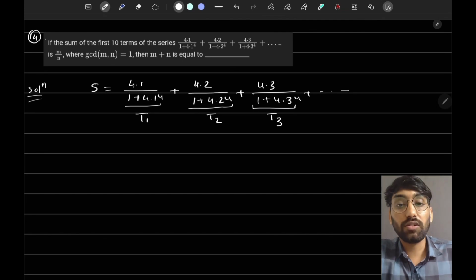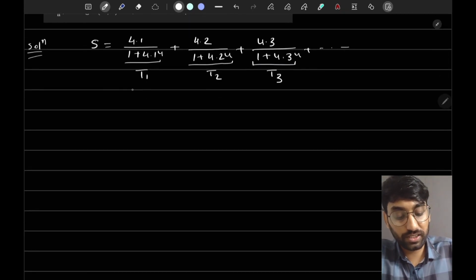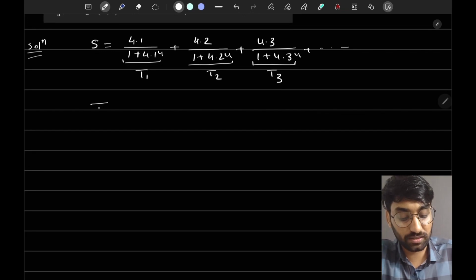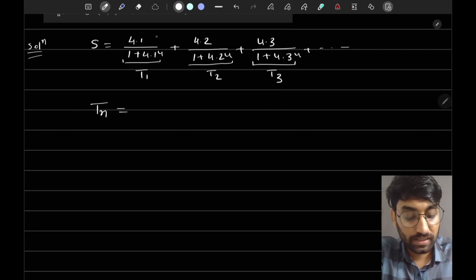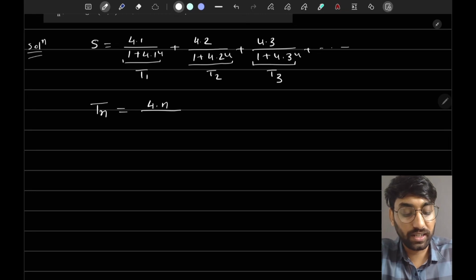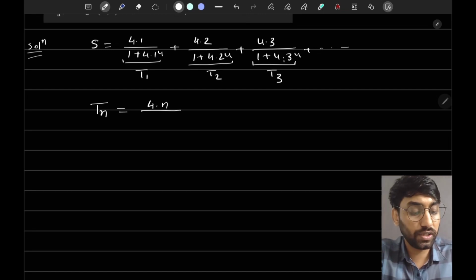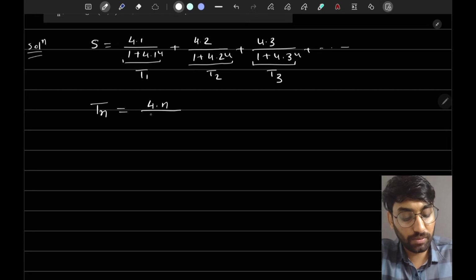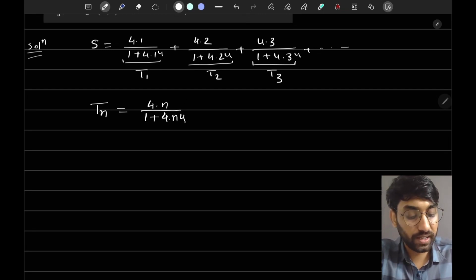By observation itself, if I want to find the nth term, let's observe here. In the numerator, in T1 4 into 1 is there, in T2 4 into 2 is there, and in T3 4 into 3 is there. So if someone asks what will be there in Tn, it will be 4 into n divided by, and now in the denominator: 1 plus 4 into 1 power 4 in T1, 1 plus 4 into 2 power 4 in T2, and 1 plus 4 into 3 power 4 in T3. So in Tn it will become 1 plus 4 into n power 4. Correct? I hope this is clear.